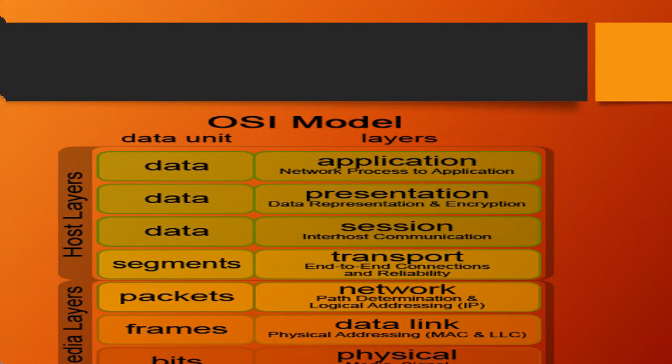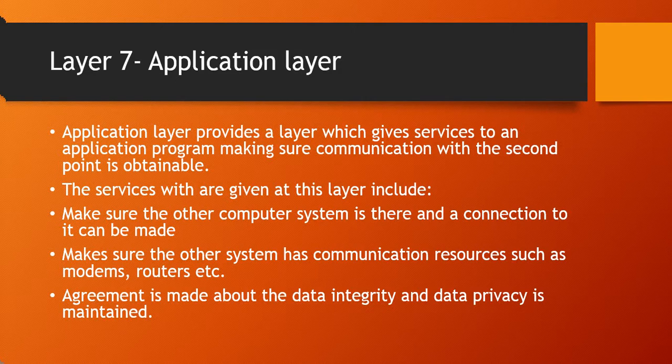I'll move it again. So we have the 7th layer, the application, layer 6 is presentation, layer 5 is session, layer 4 is transport, layer 3 is network, layer 2 is data link, and layer 1 is physical. So layer 7 is the application layer.